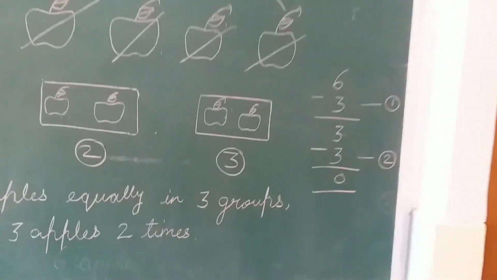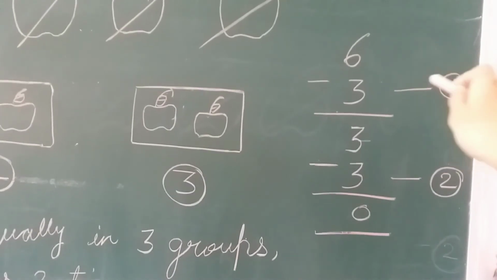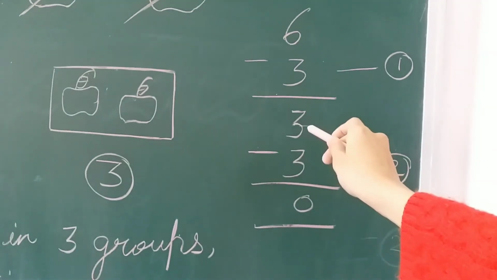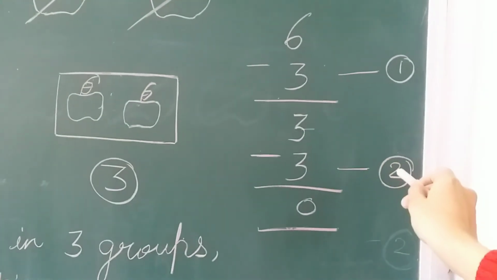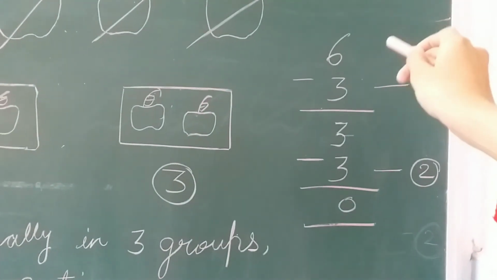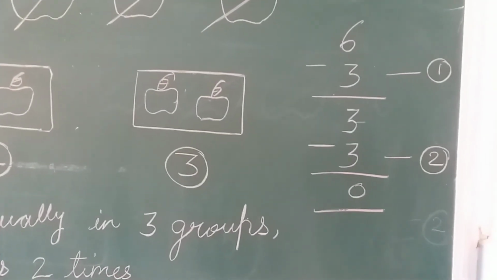Okay? You can see over here. 6 apples were there. In the first time, we took out 3 apples. Now we were left with 3. In the second time, again we took out 3 apples. Okay? So, in this way, we divided 6 apples equally in 3 groups.